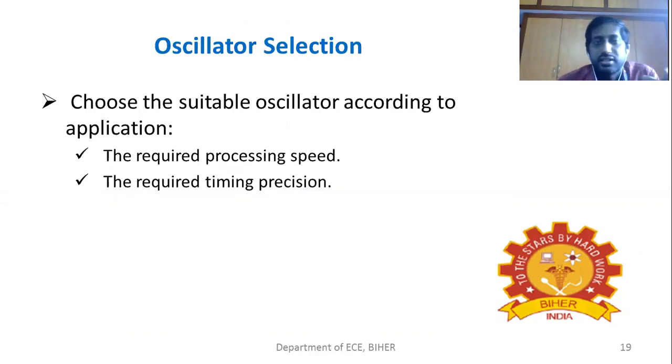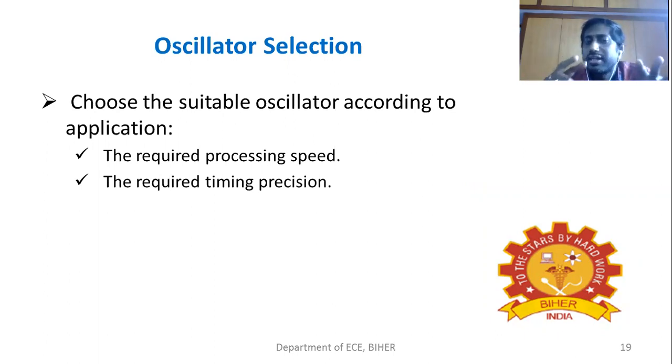So they already discussed the oscillator selection. A suitable oscillator depends upon the required processing speed. The required processing speed depends upon the code size. We are writing larger length codes, which require a larger execution time. So we need to choose the oscillator according to the application. An application with longer codes requires higher frequencies.